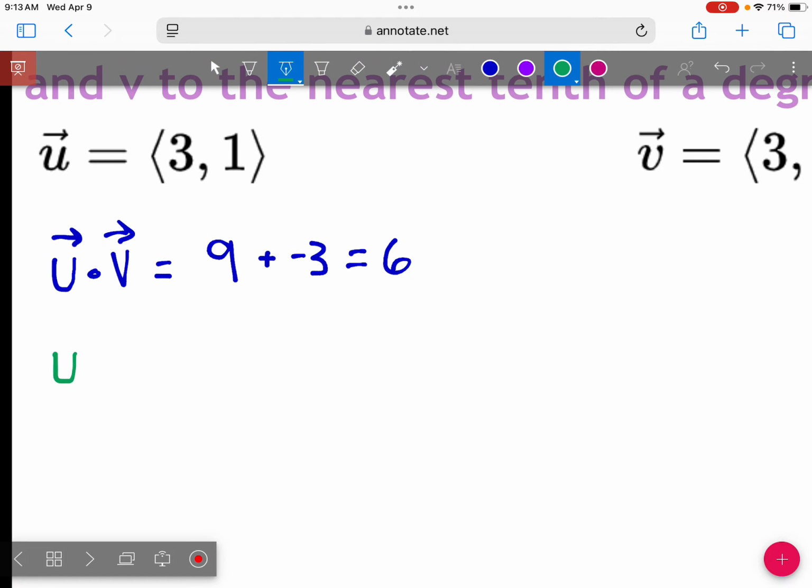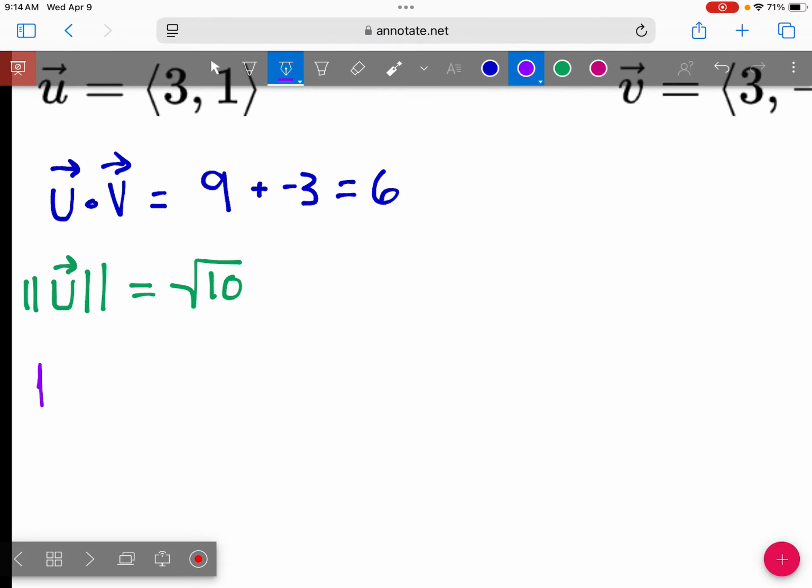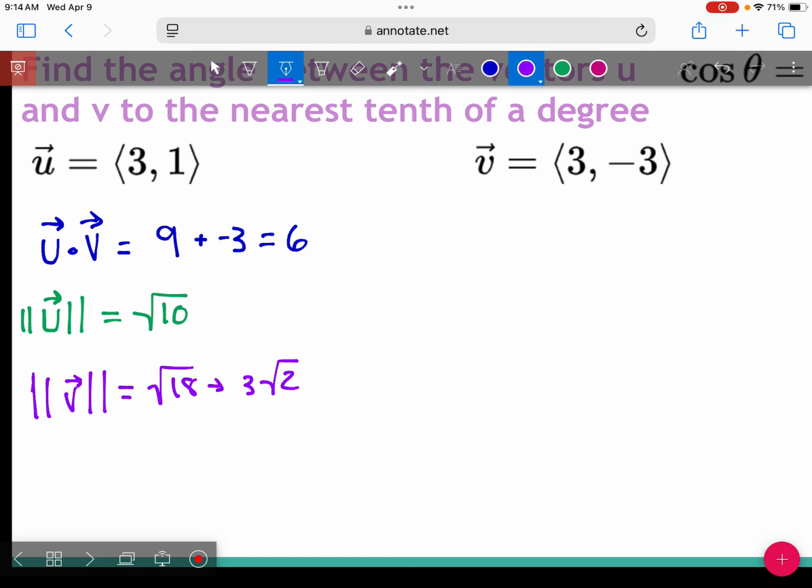How about our magnitude of u? Square root of 10, because it's our 3 squared plus our 1 squared, 9 plus 1. How about magnitude of v? 3 square root of 2. Yes, 3 square root of 2 or square root of 18, either way. And if you'd rather write it simplified, totally valid. Or if you do it in the calculator, it'll auto-simplify it for you if you put the square root in.